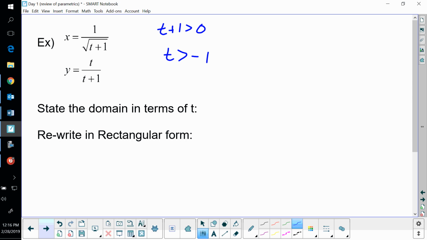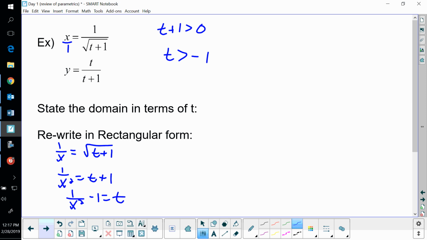All right, so to put this in rectangular form, we need to get one of the t's by itself. We'll maybe work with the x because that only has one t. Well, if x over 1 is equal to 1 over radical t plus 1, we can do the reciprocals, and 1 over x will be equal to radical t plus 1. You can put it over 1 if you want. We can square both sides to get 1 over x squared equals t plus 1. And we'll end up getting 1 over x squared minus 1 is equal to t.